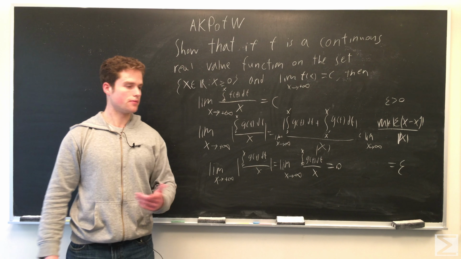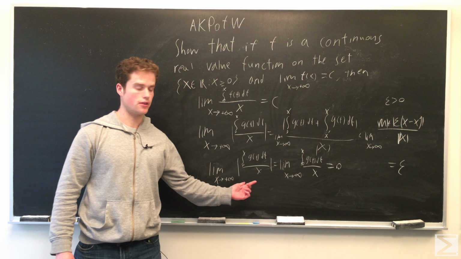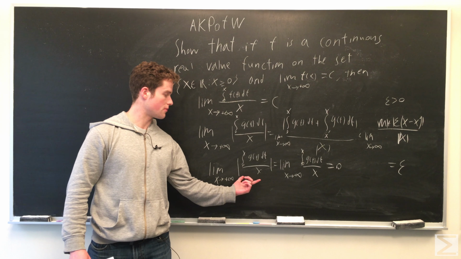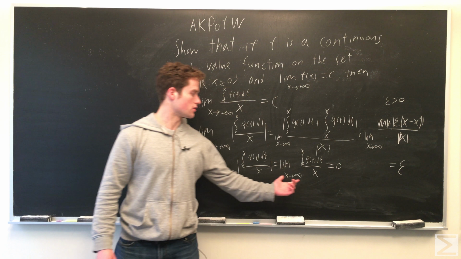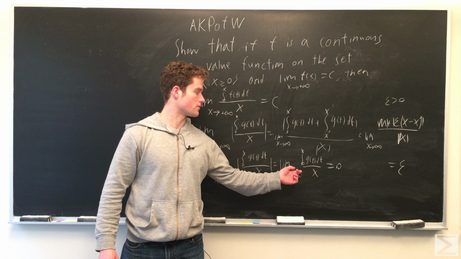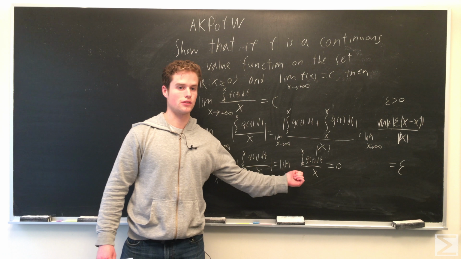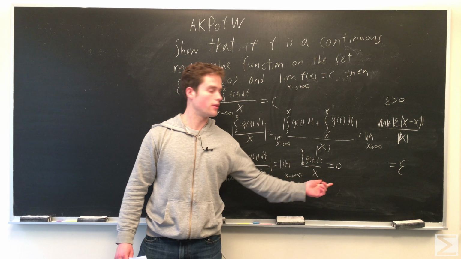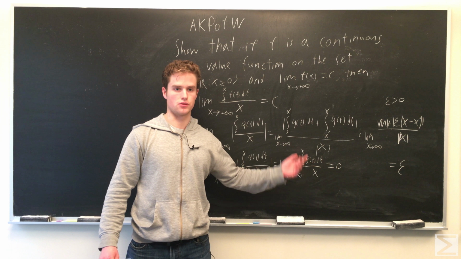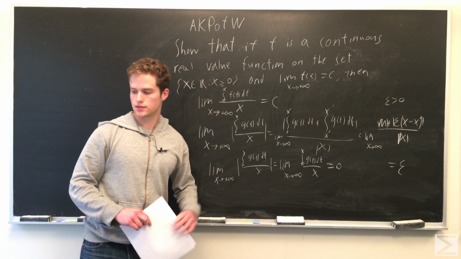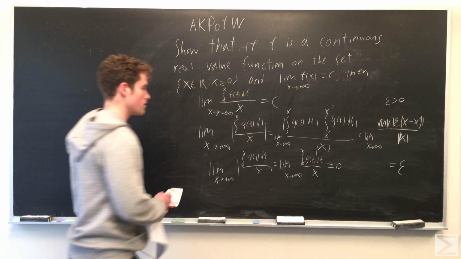Because this limit equals 0, note that we can just drop the absolute value because plus or minus 0 is still 0. And so it just equals the limit as x goes to infinity of the integral from 0 to x of g of t dt over x, which equals 0, given that our function g of t goes to 0 as t goes to infinity. And so now this will give us our answer.